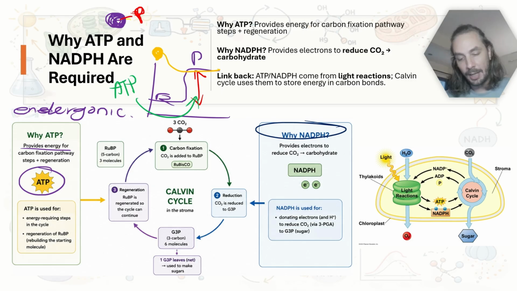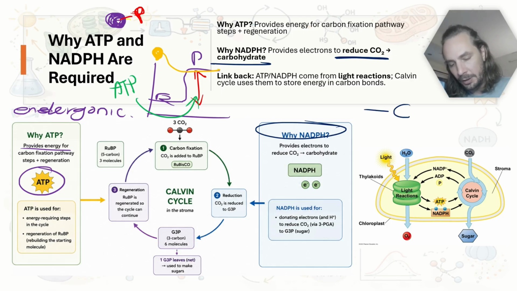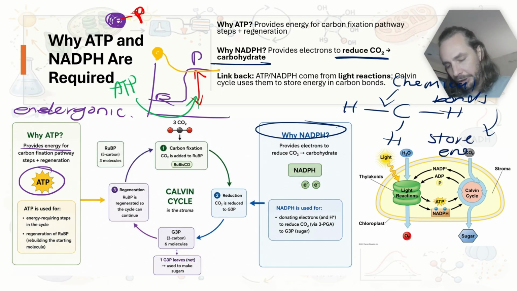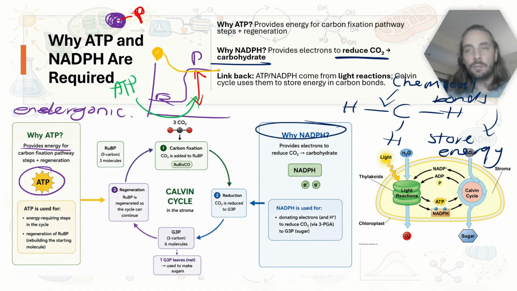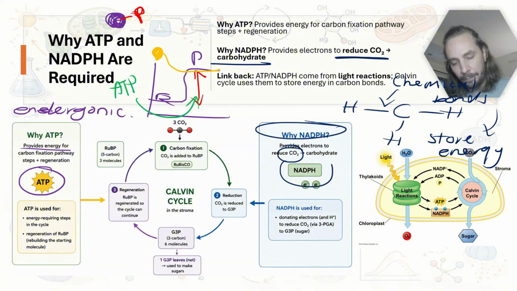And NADPH is required to reduce carbon dioxide into carbohydrates. So we need to form these carbon-hydrogen bonds because in these chemical bonds, this is where we store energy. And that is why we need the reducing power, because without that reducing power, it's unable to make carbohydrates, because we need to be able to make those chemical bonds.